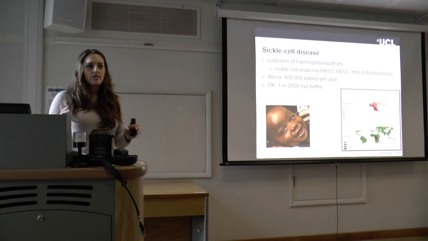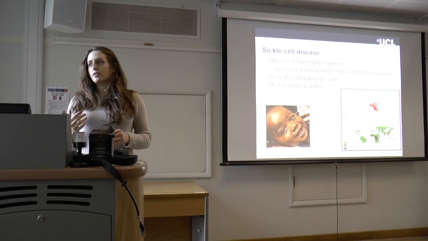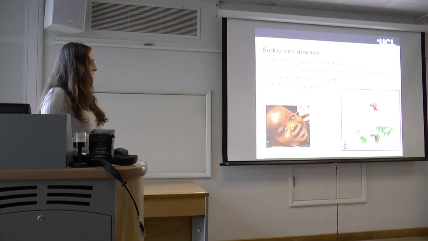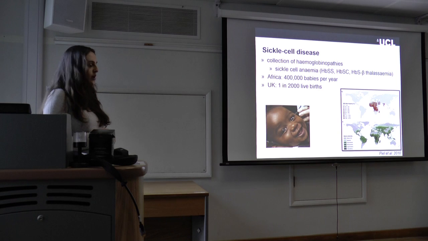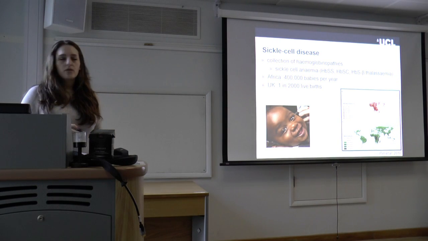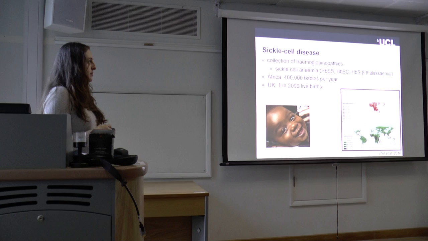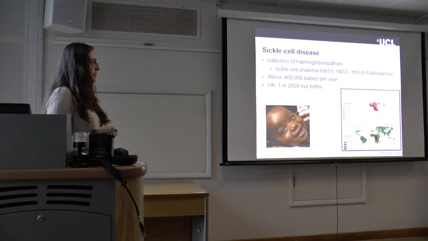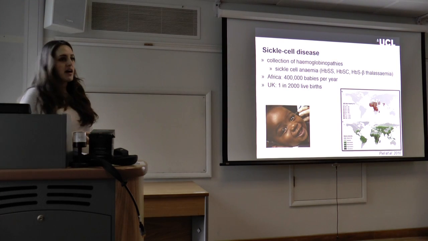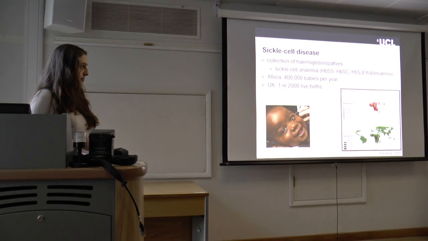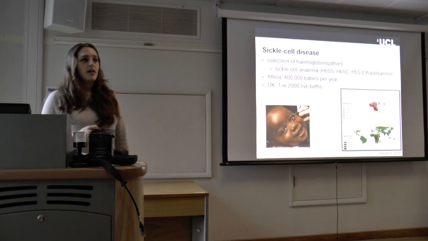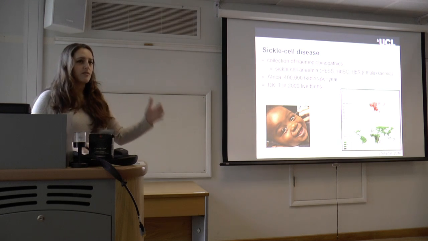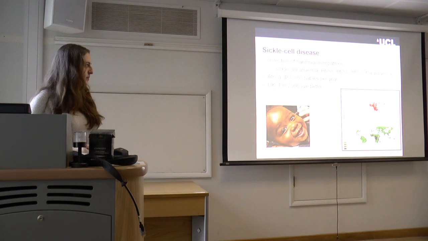So sickle cell disease is actually an umbrella term for lots of disorders affecting hemoglobin, called hemoglobinopathies. The most common and severe is sickle cell anemia, when the child inherits 2 copies of the sickle hemoglobin gene, but it also includes diseases in which hemoglobin S is inherited with other hemoglobin variants, like hemoglobin C and beta thalassemia. In Africa, 400,000 babies are born every year, and in the UK it's about 1 in 2,000 live births, which just puts it over the edge into being officially a rare disease.